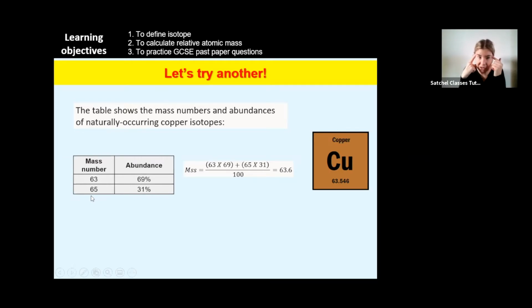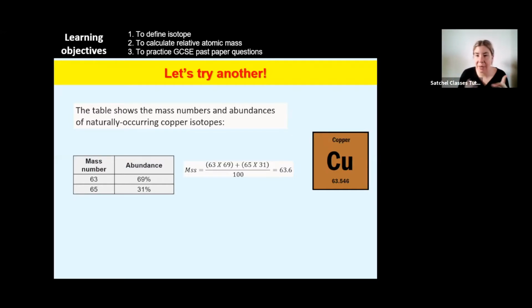Remember, I'm going to do mass times abundance plus mass times abundance divided by 100. So I'm going to do 36 times 69 plus 35 times 31, and I'm going to divide all of that by 100 to get me this 63.6, again to 3 significant figures.